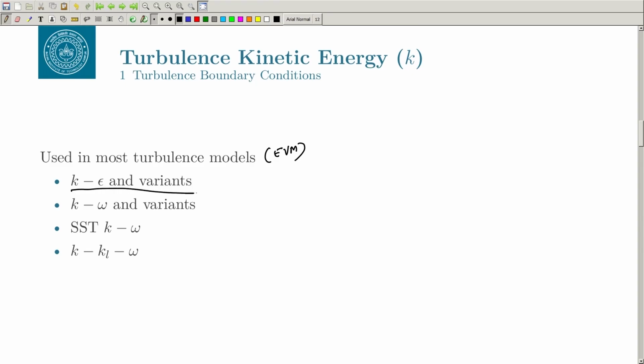So, K epsilon and all their variants, whether it is RNG, realizable or standard K epsilon, K omega and all their variants like SST, the Wilcox K omega, and the Menter K omega, and then we have this SST K omega, and this is the transition model. So, here we are not talking about the laminar kinetic energy here, but the turbulent kinetic energy and the omega. Okay, this is the LKE model that we briefly touched upon in our earlier simulation. So, this is a transition model where the laminar kinetic energy accounts for the energy in the laminar flow.